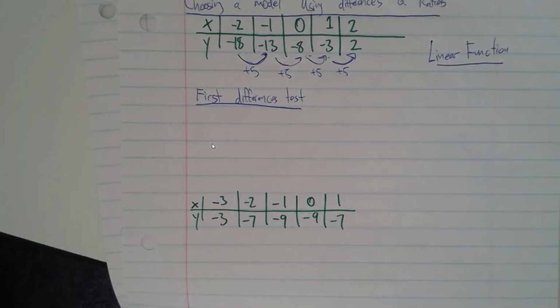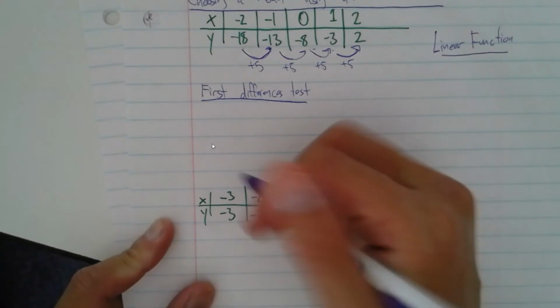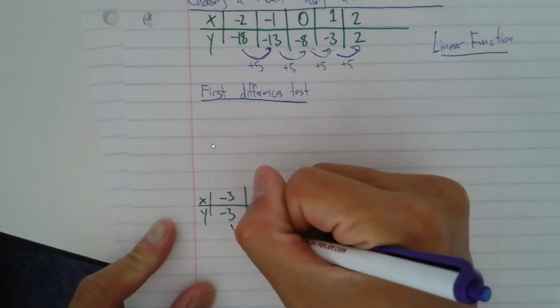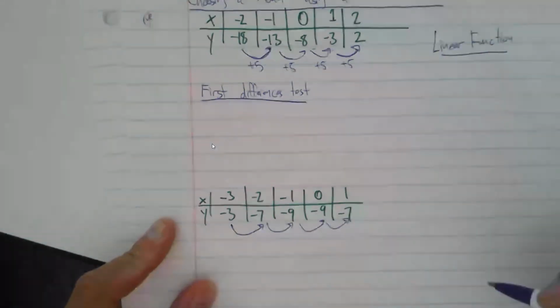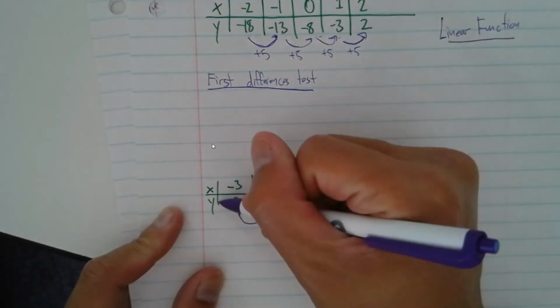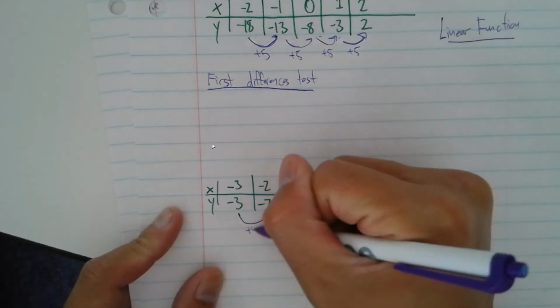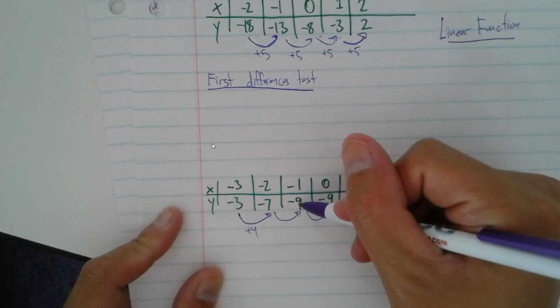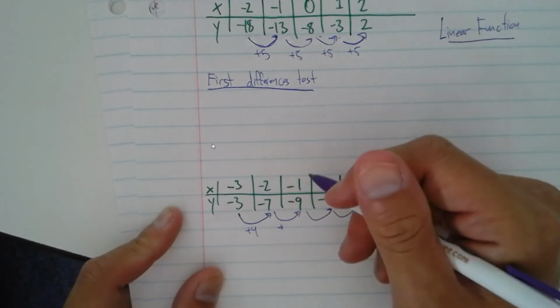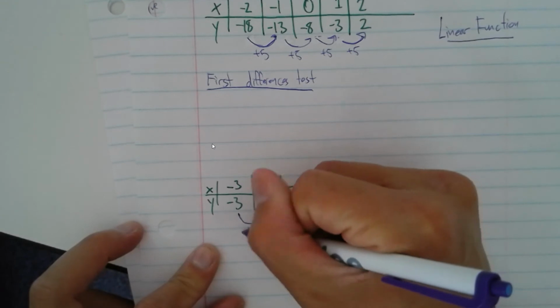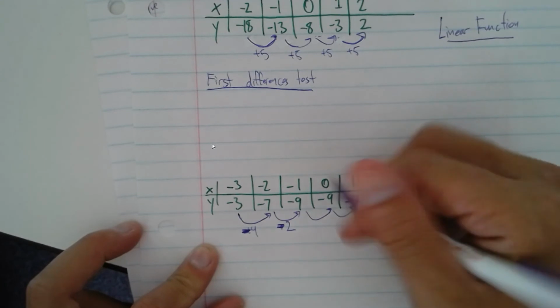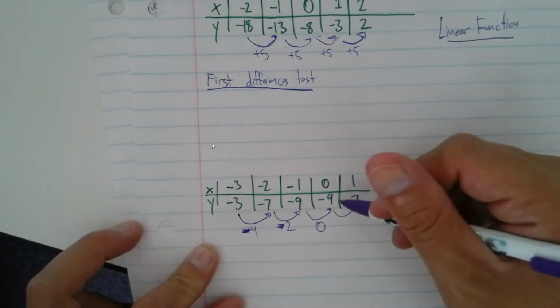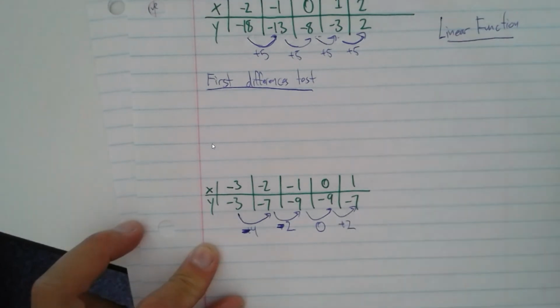Okay, that's another way. But do you want me to show you the formal way, the surefire way? So let's try the first differences test. If it passes the first differences test, then we have a linear function. Are these the same differences? Okay, -3 to -7. What did we have to do going from -3 to -7? We had to subtract 4. How about from -7 to -9? I'm sorry. So the first one is subtract 4, subtract 2, and then this one is 0, right? And then this is, you had to add 2, okay?